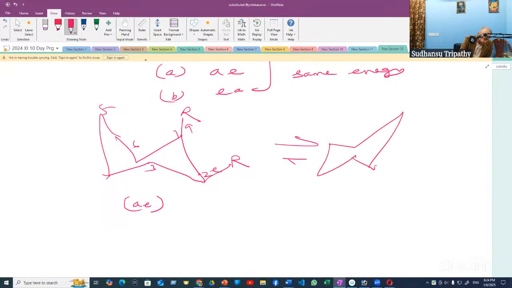Where this one comes here, this goes up, 2 is here. Now, where is 1? 1 is here. So the 1 goes to the equatorial position and 2 goes to the axial position. So in the same sequence, this is EA, equal energy.